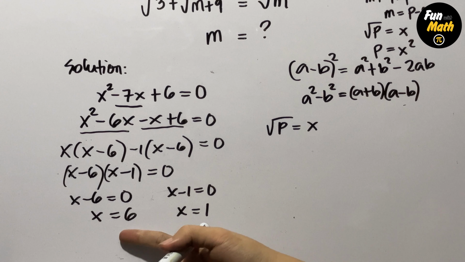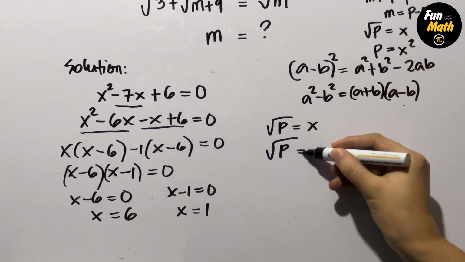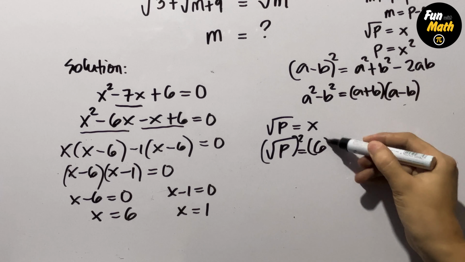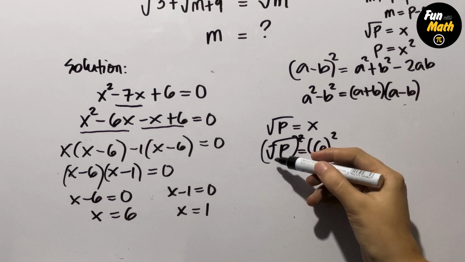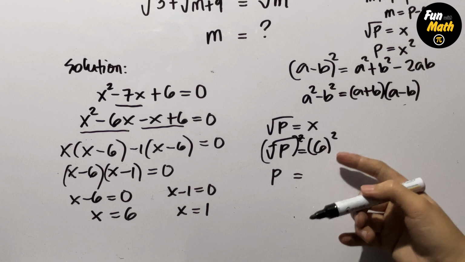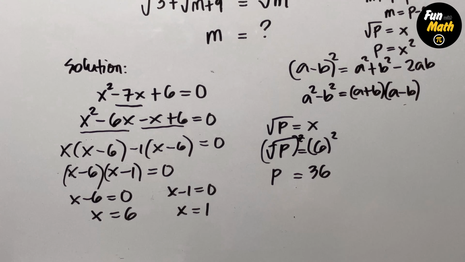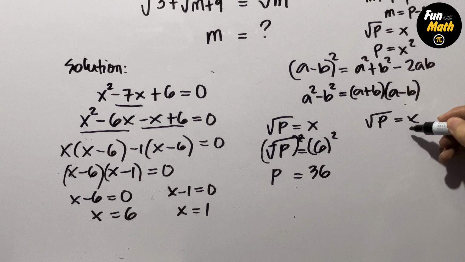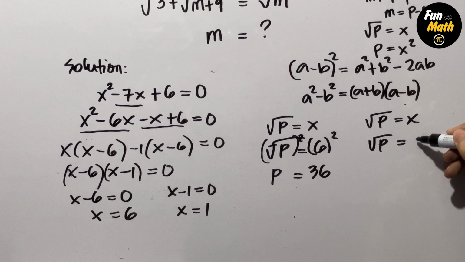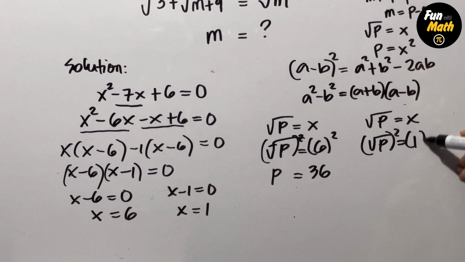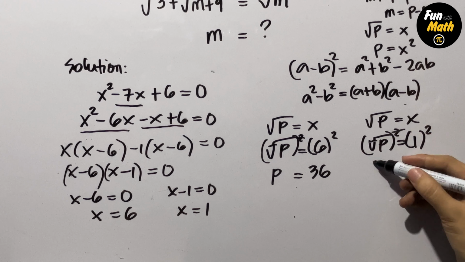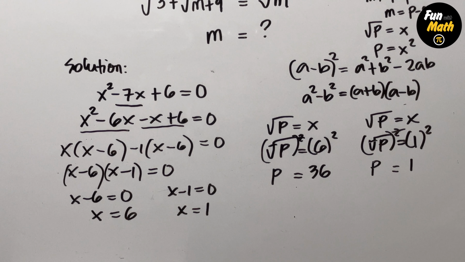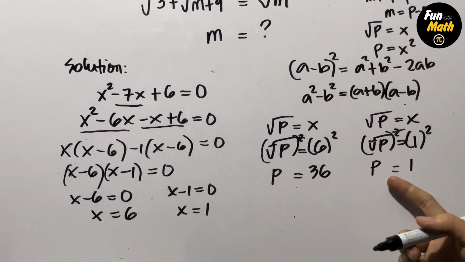So using the first value of x, this is square root of p equals 6. Now let's remove the radical by squaring both sides. So this is now cancelled. We're left with p is equal to 6 squared, that is 36. So p is equal to 36. Another one is square root of p is equal to x, 1. So square root of p equals 1. Square both sides. So this is now cancelled. We're left with p is equal to 1 squared, that is 1. So our values of p are 36 and 1.